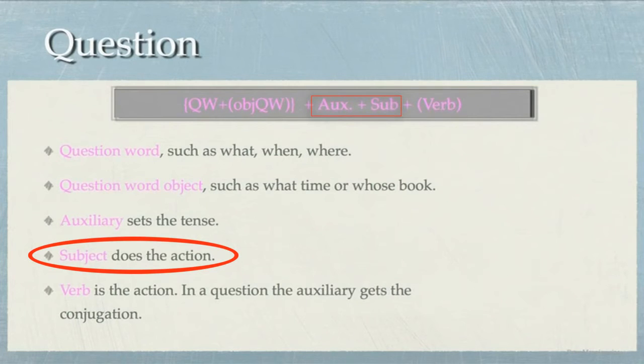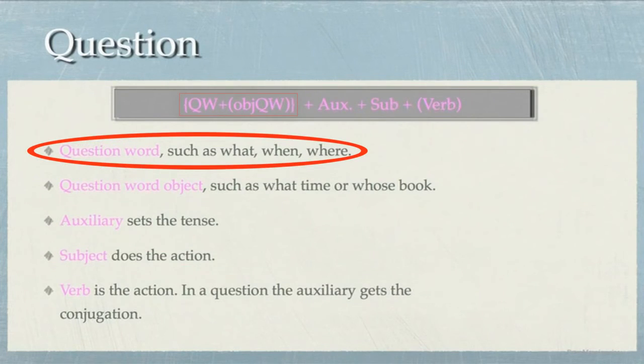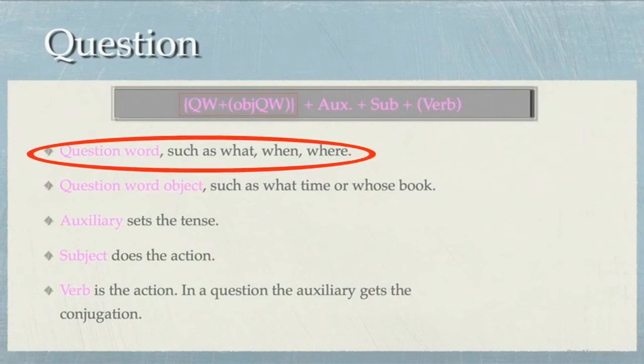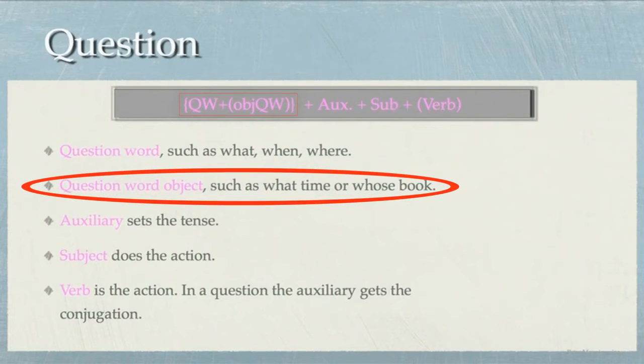At the very beginning of the question, we have a question word. If you need a particular piece of information, what, when, or where. For example, a question word may be followed by a question word object. What time? Don't confuse question word objects with subject. In the sentence, what time is it? The subject is it, because it's in the place of the subject. It is 5 o'clock.